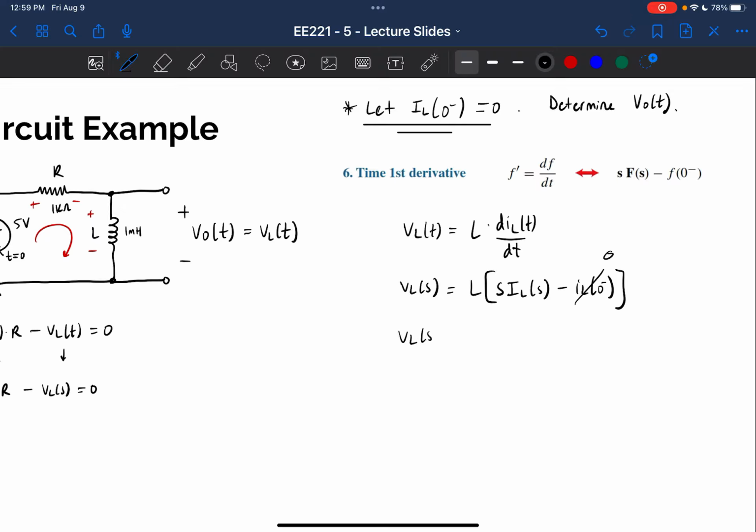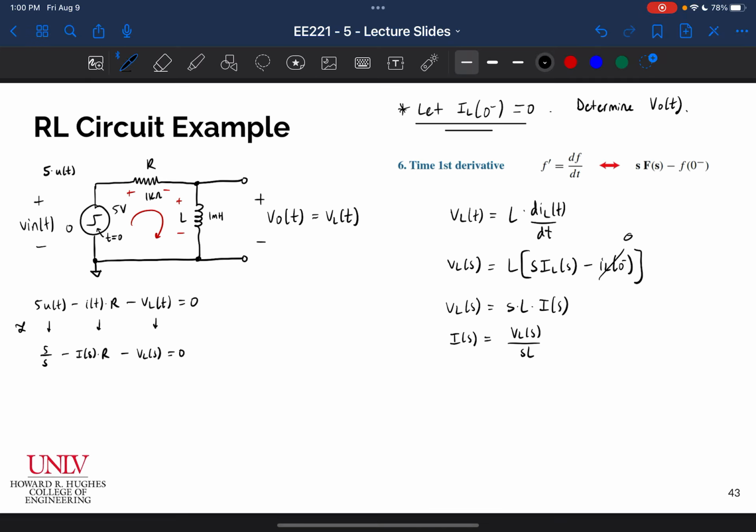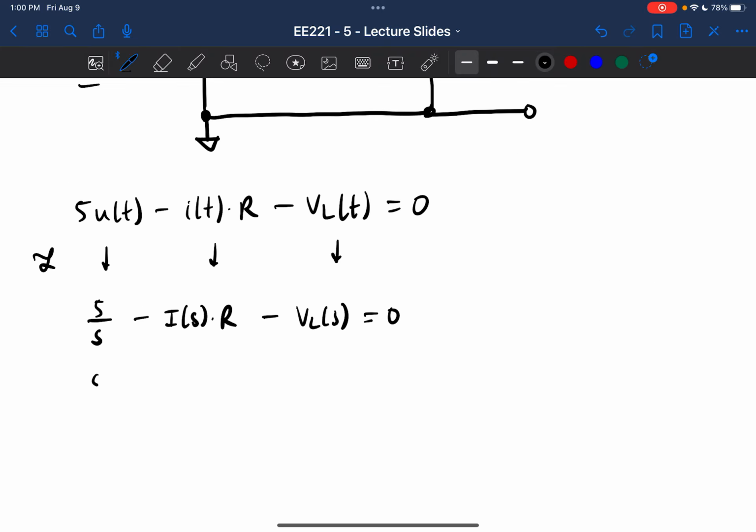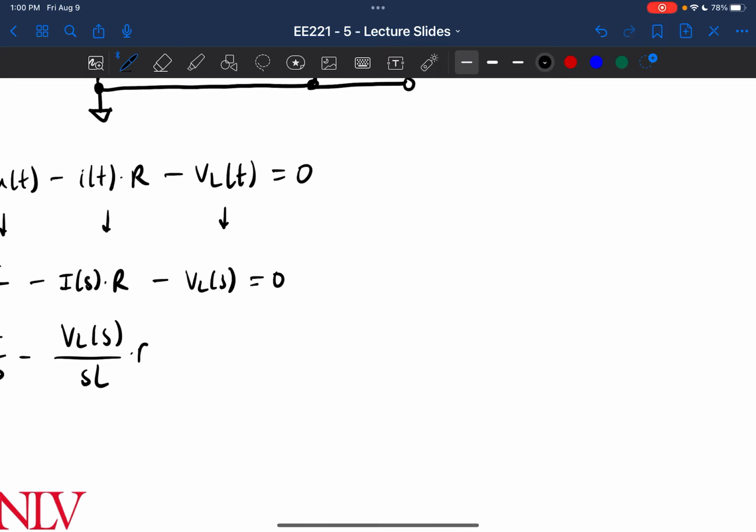So I can just say VL(S) is going to be equal to S times L times I(S). And so I can write I(S) is equal to VL(S) divided by S times L. And so now I can substitute that expression over here. So I can say 5 over S minus, and now I'm plugging in VL(S) over SL instead of I(S) here, multiplied by R, minus VL(S) is going to give me 0.